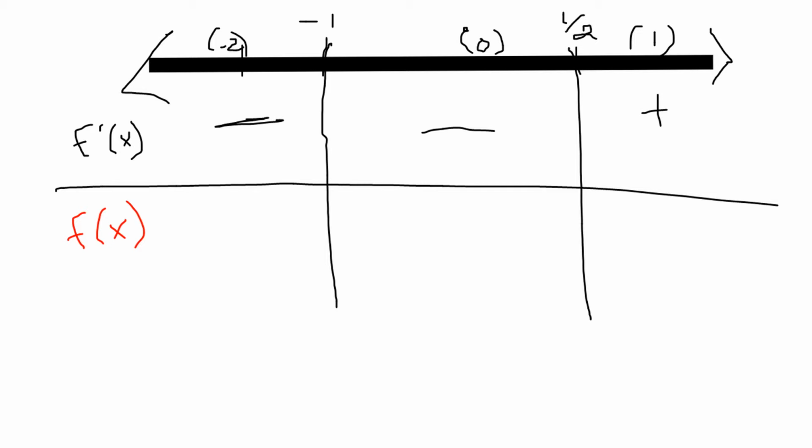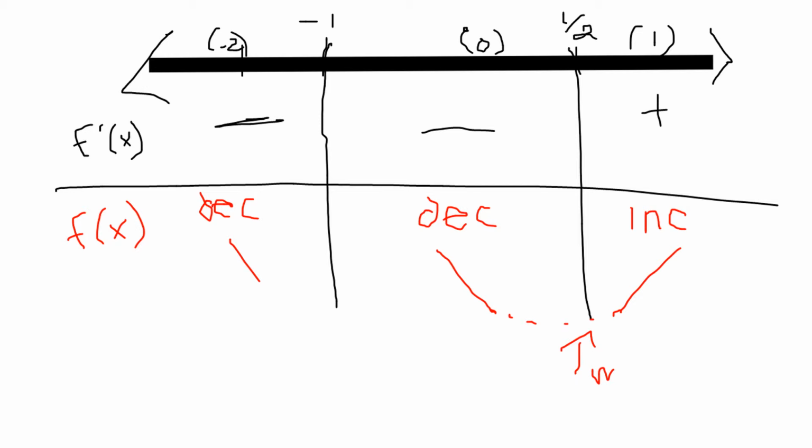If f prime of x is negative, we know that f of x is decreasing, again decreasing, and if it's positive, we know f of x is increasing. So then I like visuals, so I do a decreasing line, increasing line, and we know right here is a minimum value.